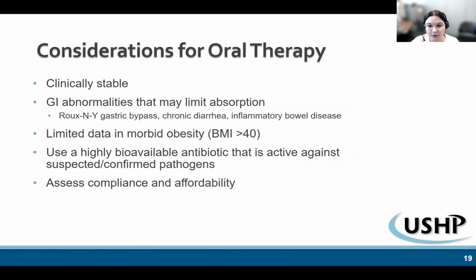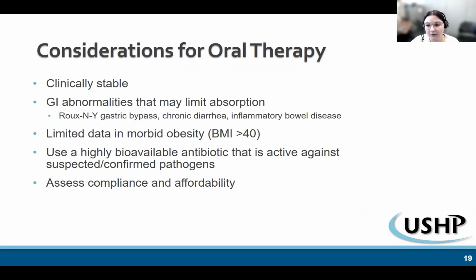Considerations when thinking of patients who may be eligible for oral therapy include whether they're clinically stable, and if they have gastrointestinal or GI abnormalities which may limit absorption, such as a Roux-en-Y gastric bypass, chronic diarrhea, and inflammatory bowel disease. These conditions are not contraindications for oral therapy, but things that should be considered on a case-by-case basis.